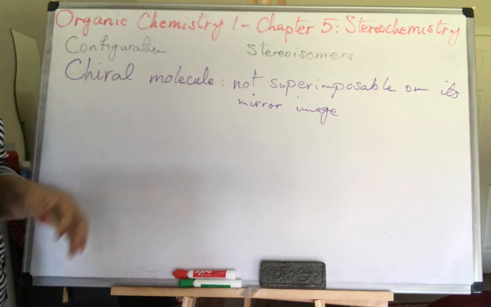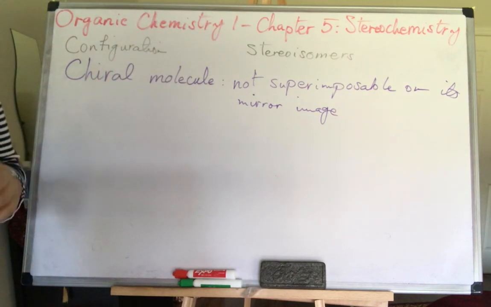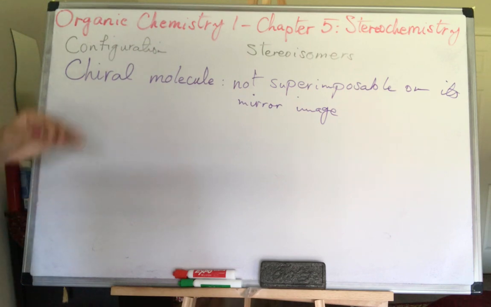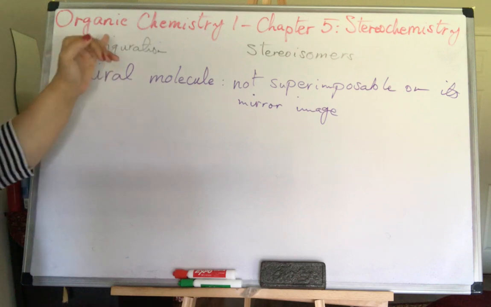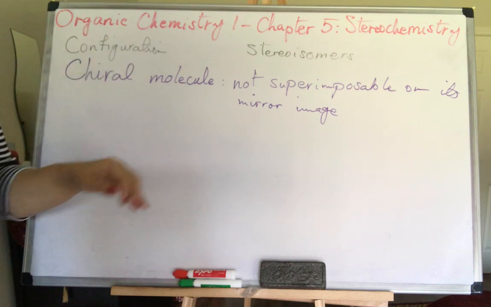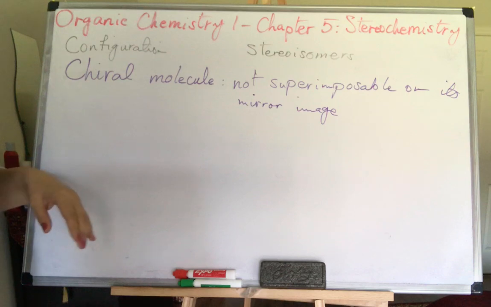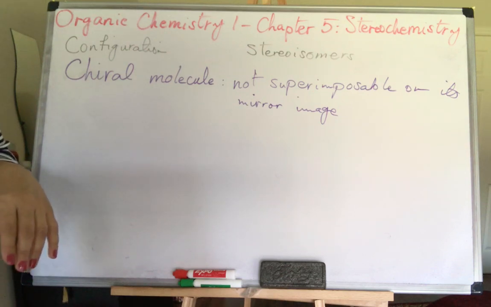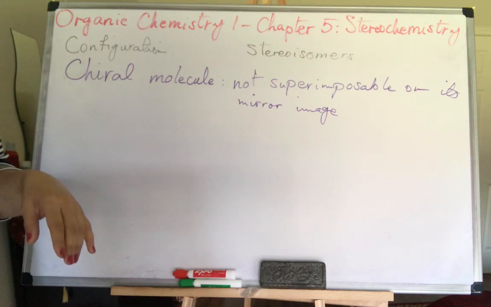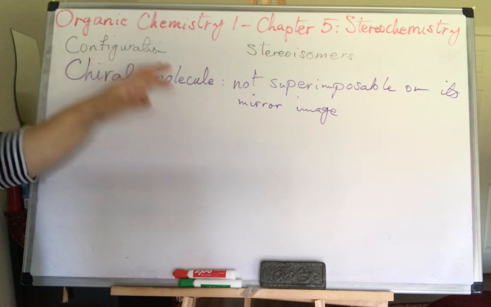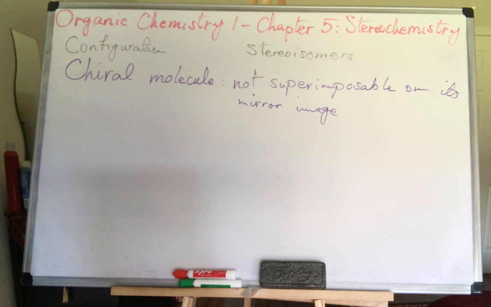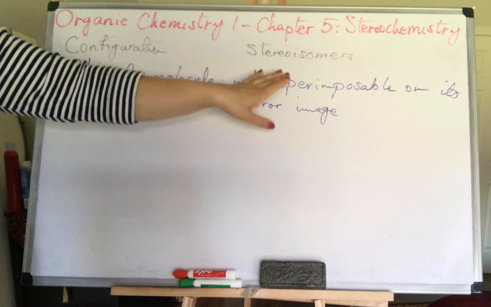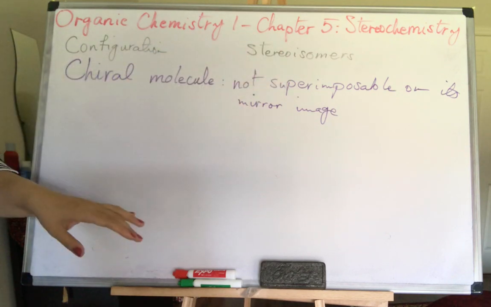Welcome to chapter 5, Stereochemistry. We're going to talk about the 3D structure of the molecules, but first we need to know some terminologies in this chapter. First, the configuration. What is a configuration? That's a 3D arrangement around the atoms, especially the carbons, since we study organic molecules. And so stereoisomers are different isomers based on the 3D structure. Okay, so stereoisomers have different 3D structures.